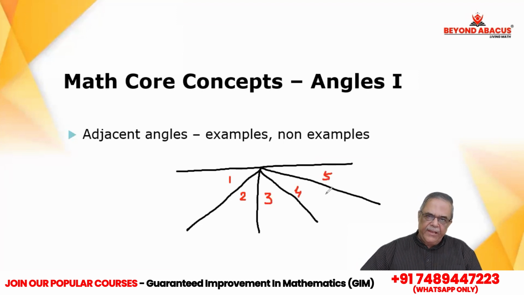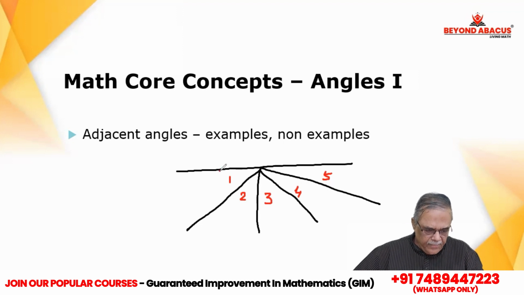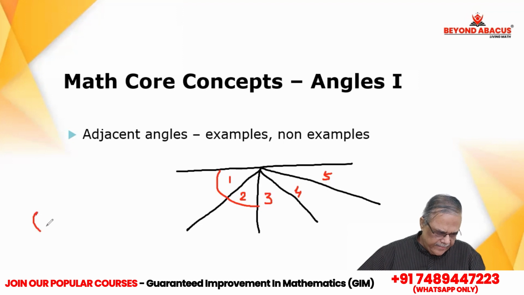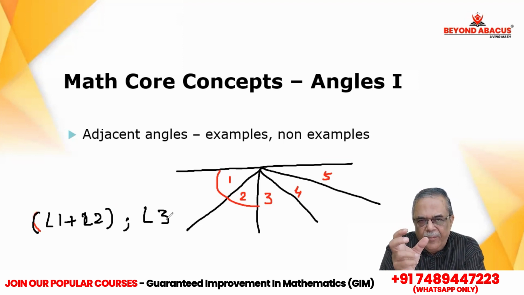Now we are well familiar with this, that 1 and 2 are adjacent, 2 and 3 are adjacent, 3 and 4 are. My question is, listen to it carefully. If I make it one angle, suppose, let me write with black ink, angle 1 plus angle 2. Is it adjacent to angle 3? There is a question. If you treat angle 1 plus 2 as one angle, is it adjacent to angle 3?